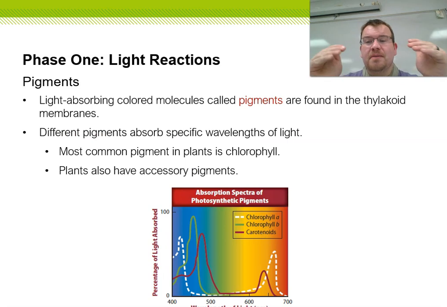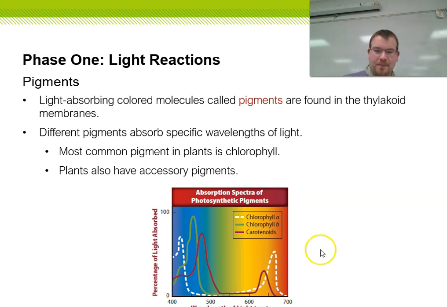Now, in this, different pigments mean different things for us. The pigments determine which frequency and wavelength of light the plant will absorb. So different pigments absorb specific wavelengths of light. So as you can see here, you've got chlorophyll A, chlorophyll B, and carotenoids. So in this, chlorophyll A will absorb blue light and it will absorb orange light, but that's it. Chlorophyll B will absorb blue light, and that's it. This is where, like, grass is green.